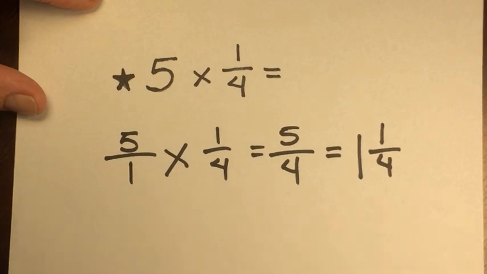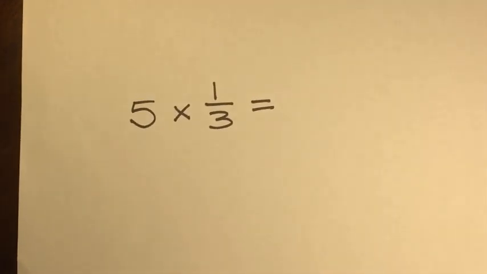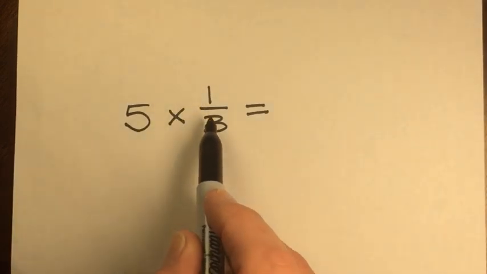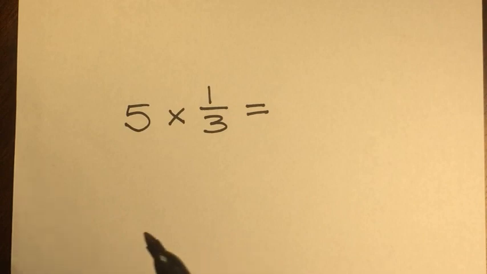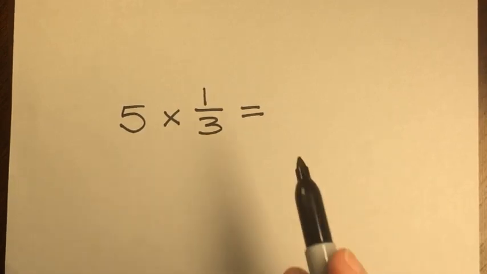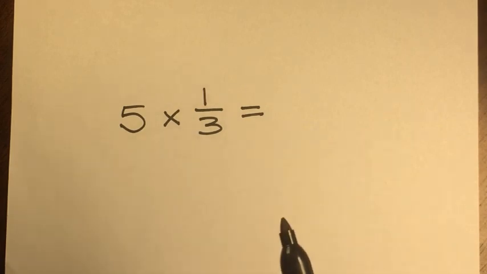So if all that makes sense to you, I want you to go ahead and try this problem here. This is your problem. Go ahead and pause this tape and do 5 times 1/3. Do it any way you want to, pictures, not pictures, whatever you want to, and then I'll come back with the answer in just a sec.